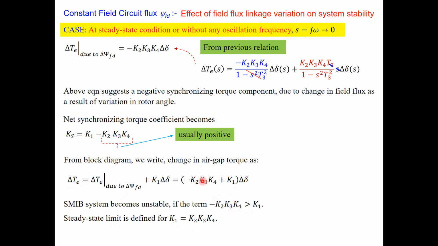Because in that case, it will be equal to minus of some term times delta. So it means the air gap torque is negative, basically. So the system response will be unstable in that case. But this is the case where we have steady state condition, right?